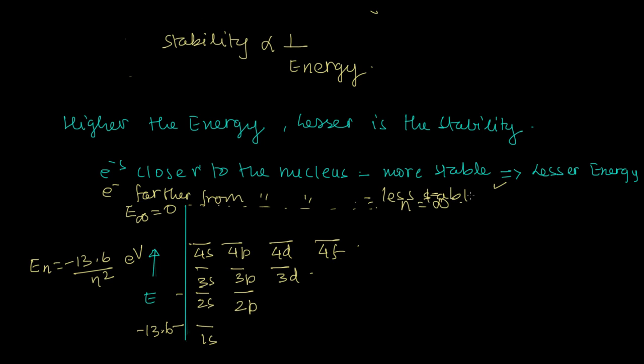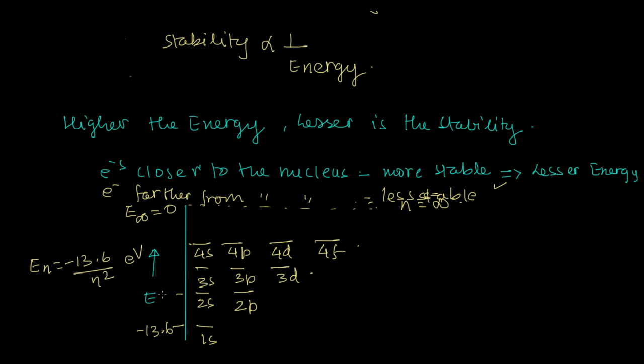Why? Because stability means attachment to the nucleus. Attachment means the attractive force between the nucleus and the electron. As you go farther away, the attractive force goes down, and the repulsive force, the destabilizing force, goes up. So you become less stable, so your energy becomes more. That can be readily seen here.